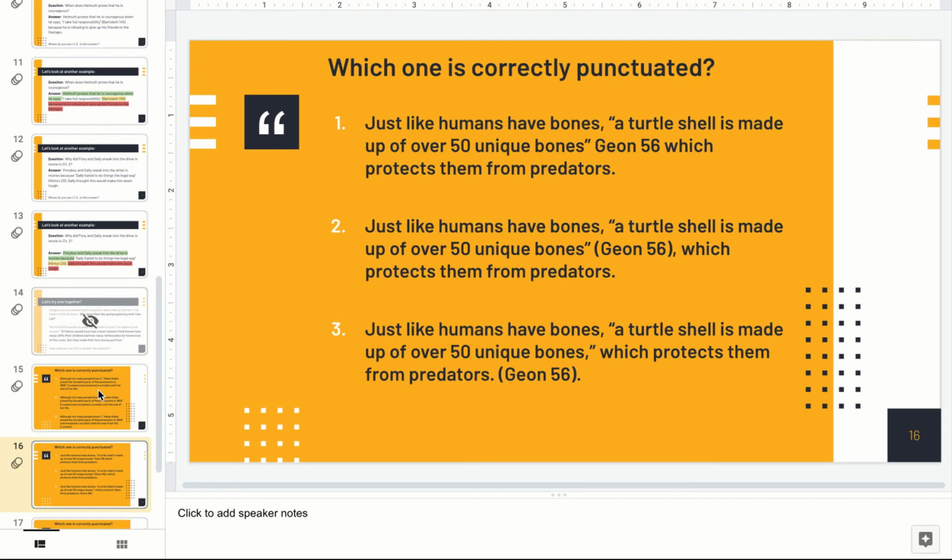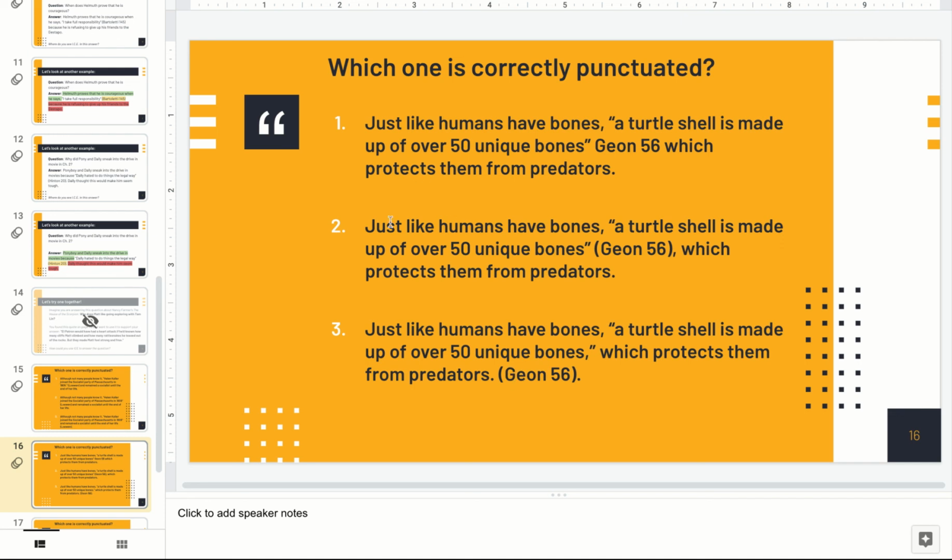In this example, I want you to take a look and see which one is correctly punctuated. In the first one, you'll see our citation G on 56. Second one, you'll see G on 56 is in parentheses. In the third one, you'll see G on 56 is treated as its own sentence.